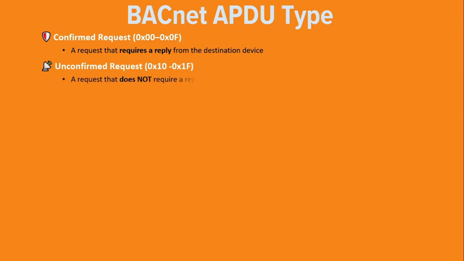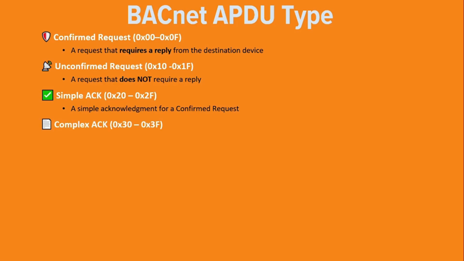First, we have confirmed request. This is used for services that expect a response, like read property or write property. Next is unconfirmed request, which does not require any reply. Classic examples are Who-Is and I-Am. Then we have simple ACK, which is just a straightforward acknowledgement. After that is complex ACK, which is similar but includes additional data, for example, when returning a property value.